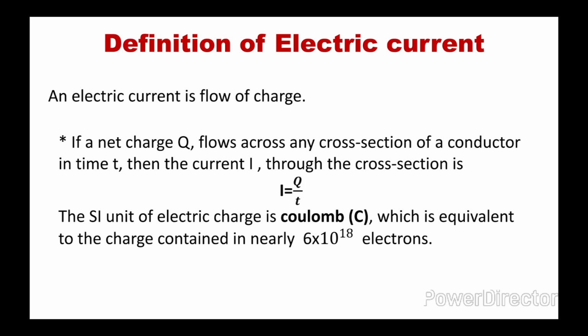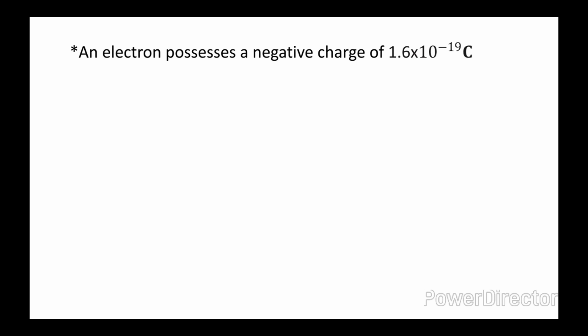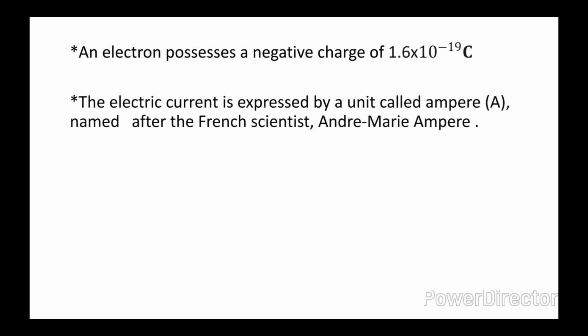Then what is the SI unit of electric charge? It is coulomb, represented by capital C. And 1 coulomb of charge is nearly equal to 6 into 10 power 18 electrons. The electron always possesses a negative charge, and it is equal to 1.6 into 10 power minus 19 coulomb, and the electric current is expressed by a unit called ampere.